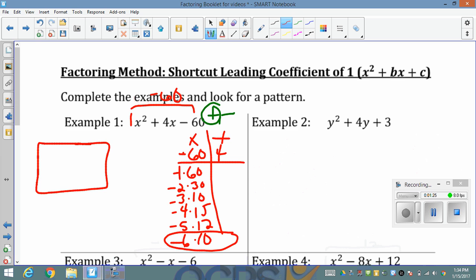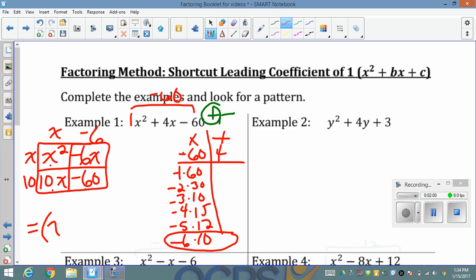Okay, going to the box. I'm going to plug in my first and my last terms. Use the 2 that I just picked. Don't forget to put the x on there. And then pull out the greatest common factor of each row and each column, paying attention to your negatives there. Do a quick remultiply. x times x is x squared. x times negative 6 is negative 6x. x times 10 is 10x. And negative 6 times 10 is negative 60. So my answer is x minus 6 and x plus 10.